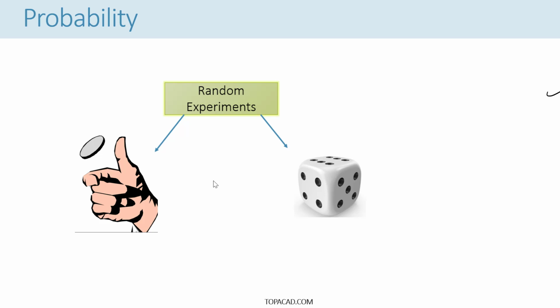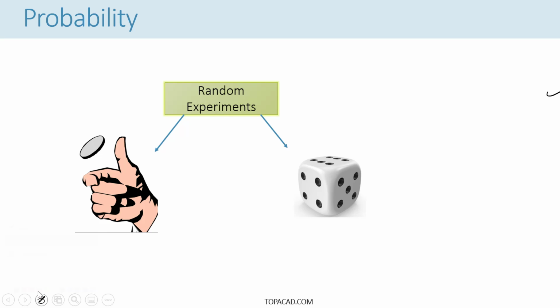Random experiments. What are random experiments? Random experiments are those where we cannot predict the outcome in advance. For example, if we toss a coin, we can either get a head or a tail. But can we tell before we toss a coin whether we are going to get a head or a tail? No, right? Similarly, when we roll a die, we cannot predict what number is going to show up on the die. So, since we cannot predict the outcome of an experiment, these are called random experiments.